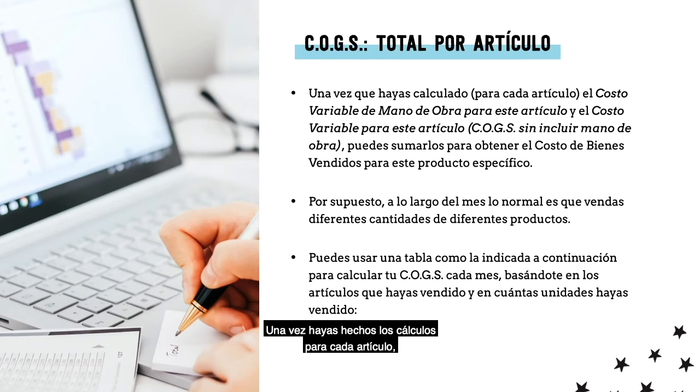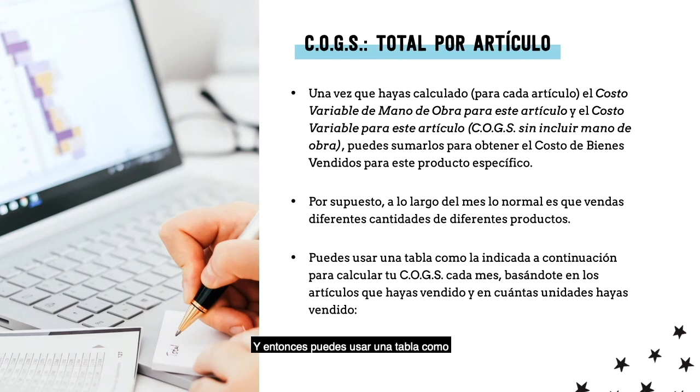Now, once you've calculated for each item the variable labor cost and the variable cost excluding labor, so the 2 examples that we just looked at, you can add them up to see what your cost of goods sold for this specific item is. But of course, you are going to sell different quantities of different types of products every month in your shop. And so you can use a table like the one in your workbook to calculate your total cost of goods sold over a month based on what items you sold and how many units you sold.